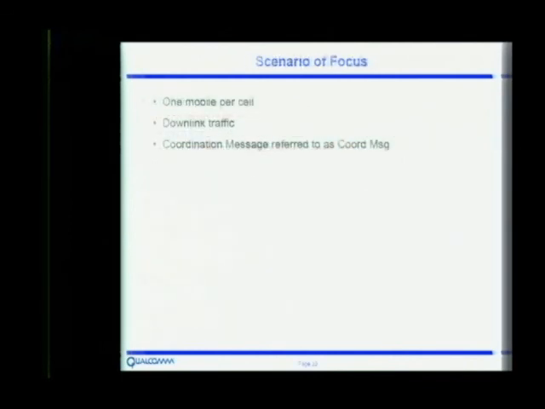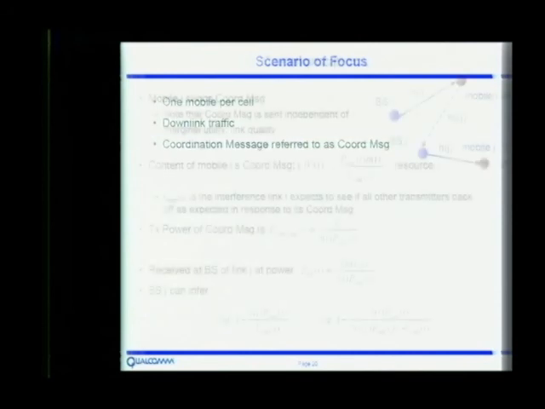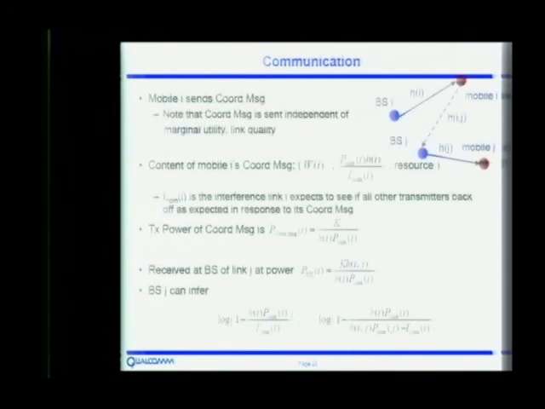So the rest of the talk specifically looks at one mobile per cell, downlink traffic. Again, these two slides contain the core of the work, this slide and the next slide. And after that, it's just simulation. So I'm going to go through this.